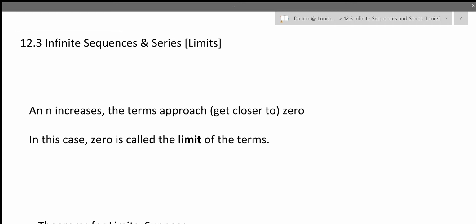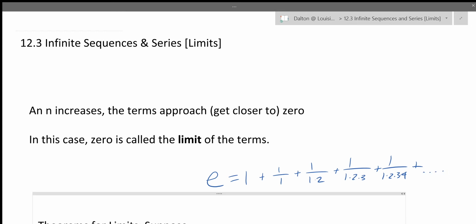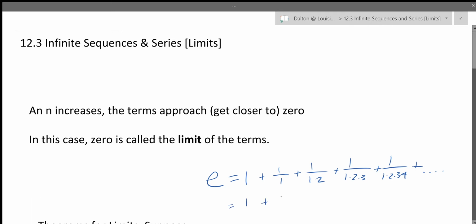If you recall, when we learned about E, you don't need to write this down, we said E was 1 plus 1 over 1 plus 1 over 1 times 2 plus 1 over 1 times 2 times 3 plus 1 over 1 times 2 times 3 times 4 plus etc. And that went on forever. Now, if you actually add these up, this is going to be 1 plus 1 plus 1/2.